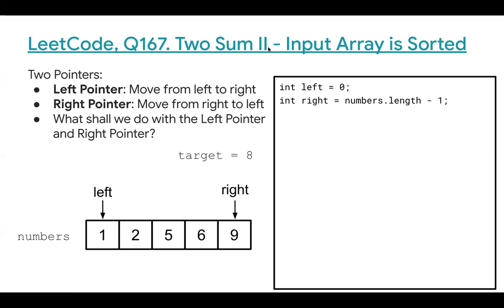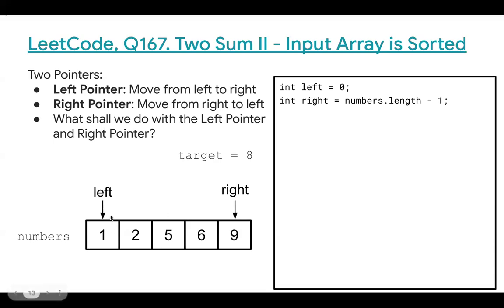To do that, we create 2 variables, left and right. It's the same as what we did in the previous problem. Here the question we will have to answer is, after we create those 2 pointers, how shall we move them? How and when shall we move those 2 pointers? Okay, so let's look at this demo here.